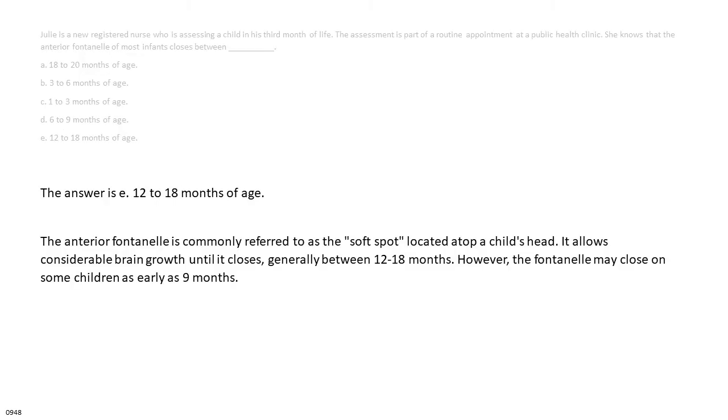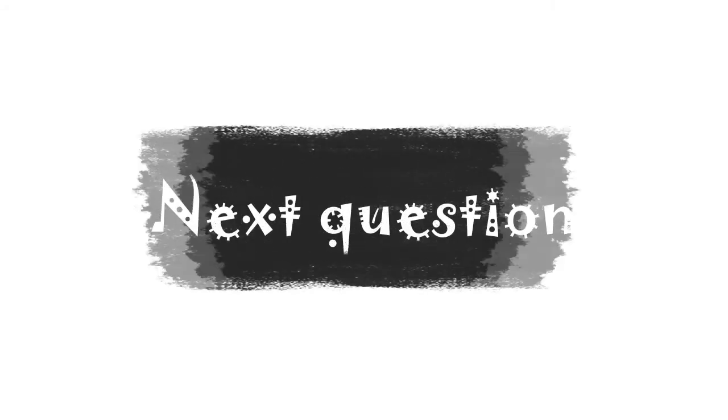The answer is E. 12 to 18 months of age. The anterior fontanelle is commonly referred to as the soft spot located atop a child's head. It allows considerable brain growth until it closes, generally between 12 to 18 months. However, the fontanelle may close on some children as early as 9 months.